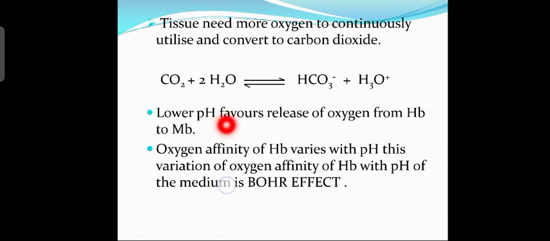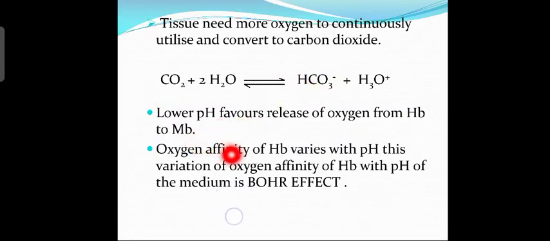Hemoglobin first carries oxygen during respiration. You know that oxygen will reach the lungs, so it will combine with the hemoglobin. Hemoglobin will be carrying oxygen. Then when it reaches myoglobin, because of this acidic condition, low pH, it will give it to myoglobin.